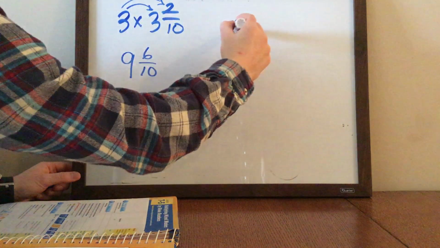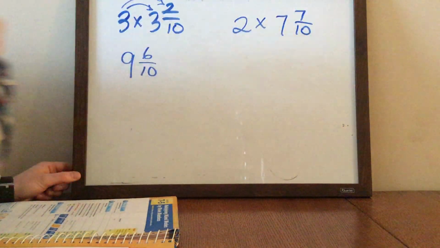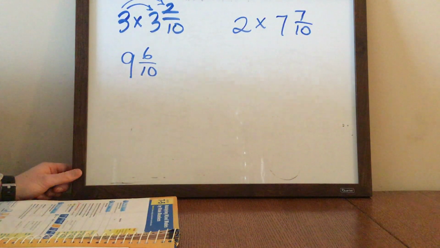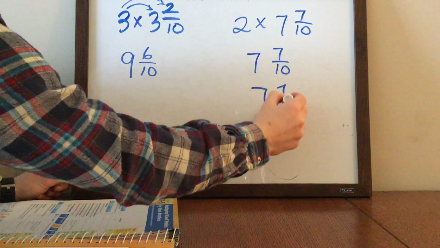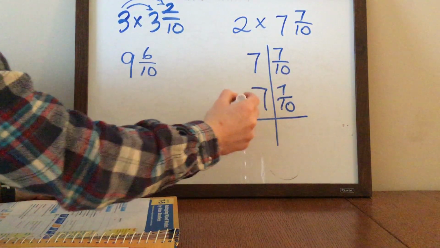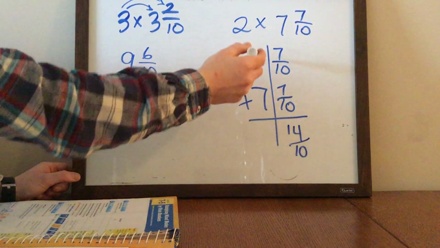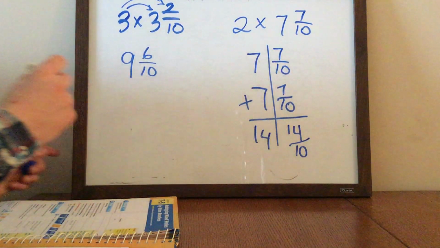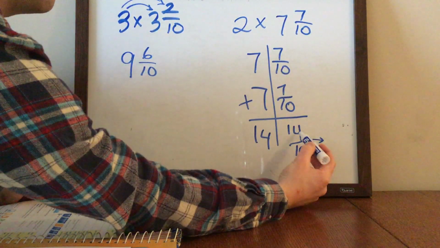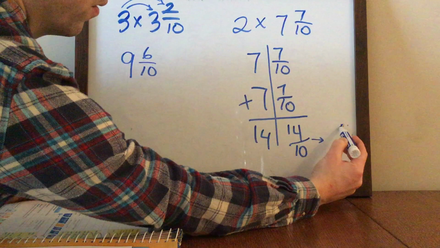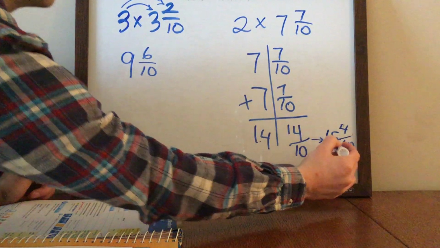Number 3, we had to do 2 times 7 and 7/10. So we have two groups of 7 and 7/10. 7/10 and 7/10 is 14/10. 7 and 7 makes 14. So I get 14 and 14/10. I need to regroup this though. So if I take a whole out of it, 14/10 minus 10/10 would leave me with 4/10. And the 14 would become 15. So 15 and 4/10.